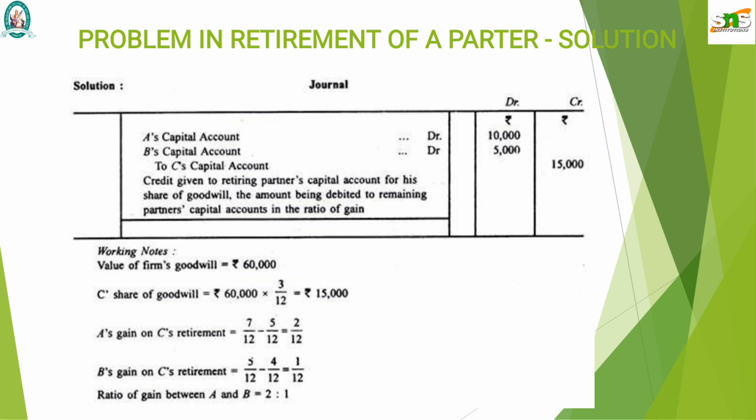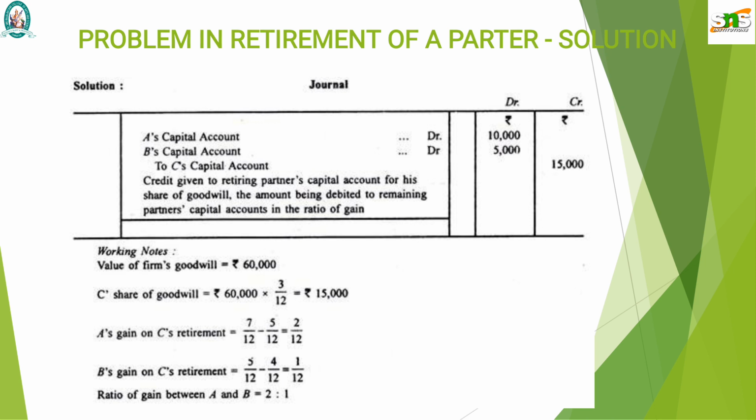So 5 plus 4 is 9, 10, 11, 12. So 5 by 12, 4 by 12, and 3 by 12. So C's share of goodwill is 60,000 rupees, the value of goodwill at C's retirement, into C's share 3 by 12. So here C's share of goodwill is calculated as rupees 15,000. Now we have to see A's gain on C's retirement. A's gain as well as B's gain is to be calculated.